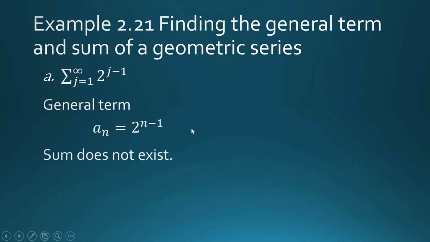Does this series have a sum? If you were to do the summation, would it converge to a sum? No, it will not. We have a theorem for this. And what we do is we pay attention to the common ratio. The common ratio is 2. The absolute value of 2 is greater than or equal to 1. The sum does not exist. The sum of this series does not exist.